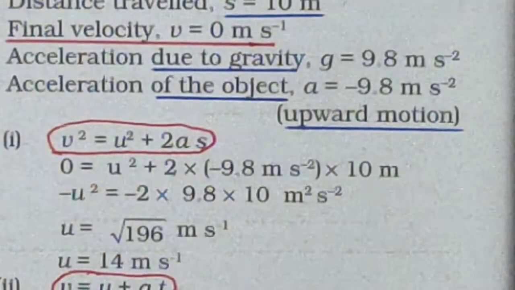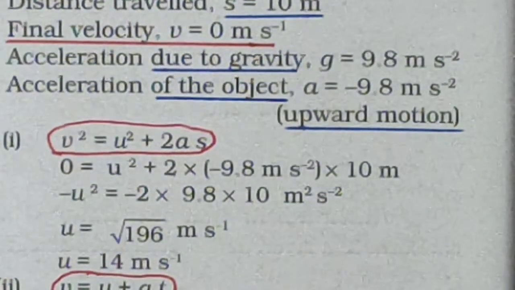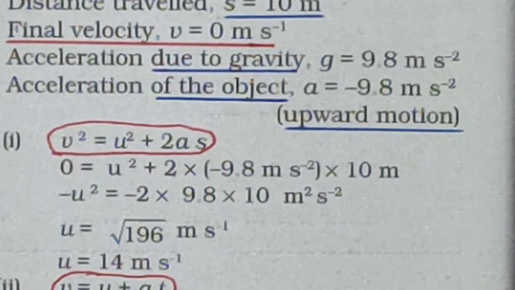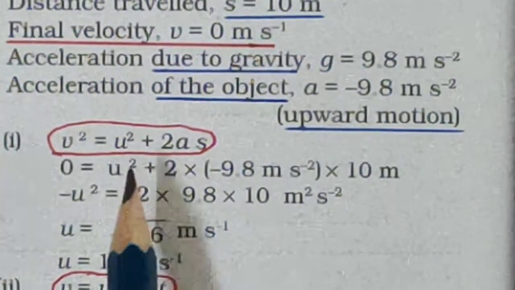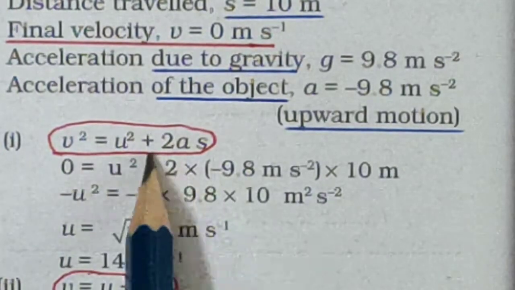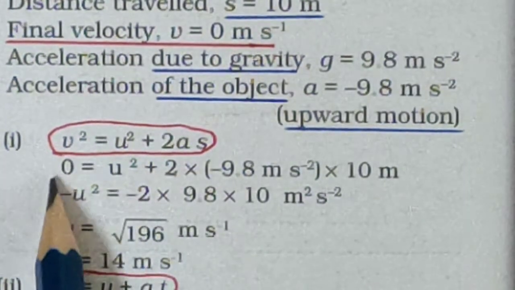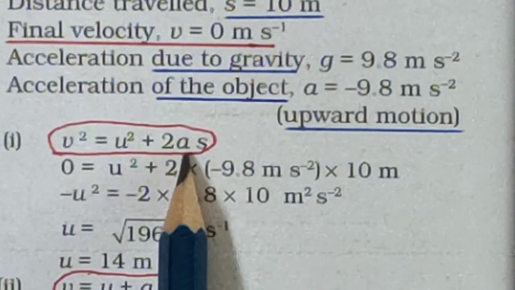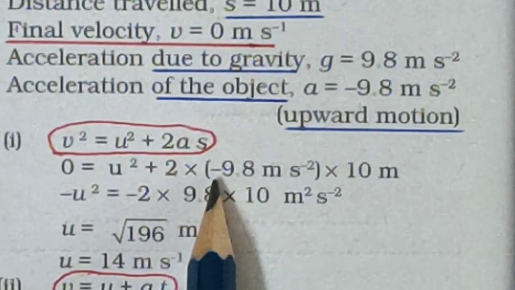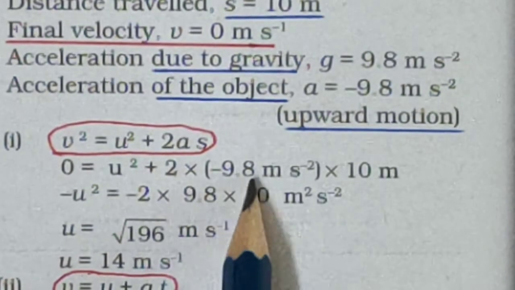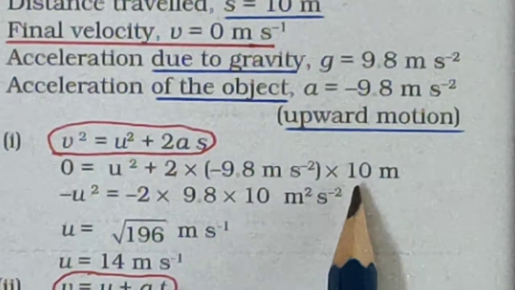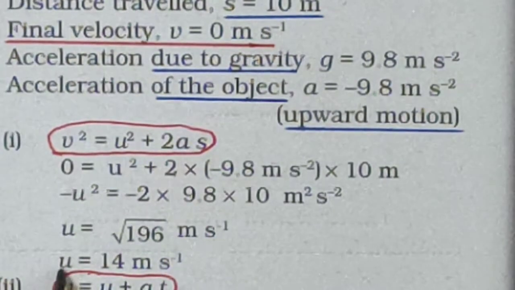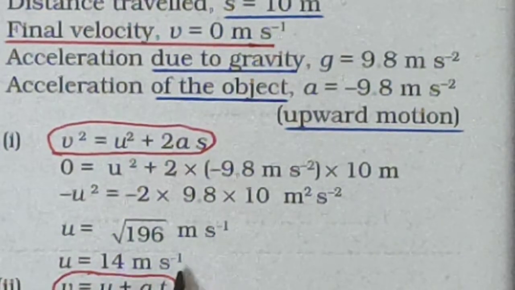They have asked us to find out the velocity with which the object was thrown upwards, that is, the initial velocity. We know that the final velocity is 0. Using the formula v square is equal to u square plus 2as, v will become 0, u we need to find out, and a is minus 9.8 meter per second square, because it is moving up against gravity. Distance traveled is 10 meters. After calculations, initial velocity is equal to 14 meters per second.